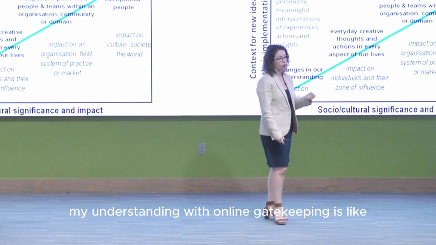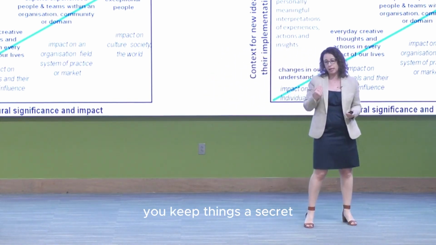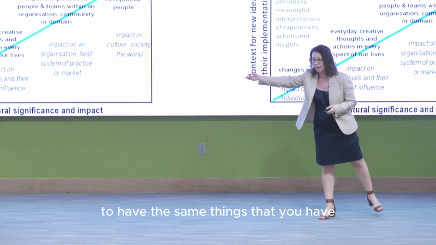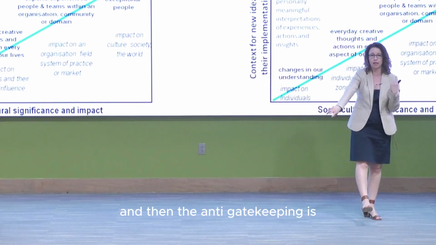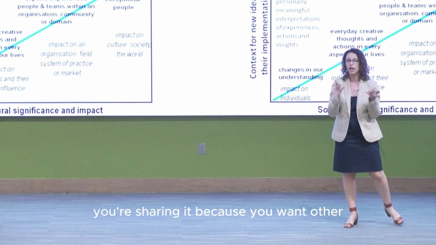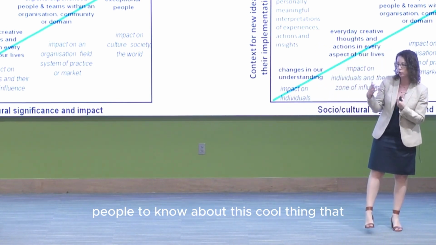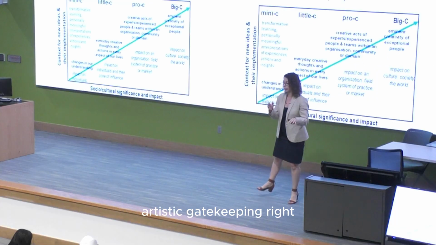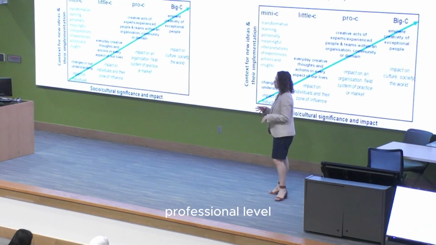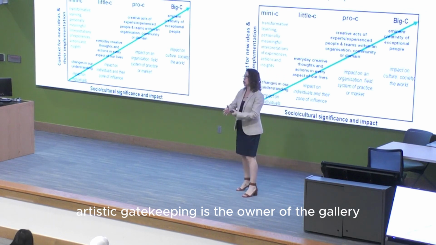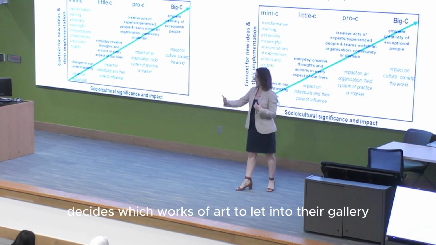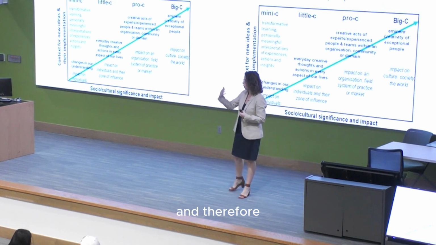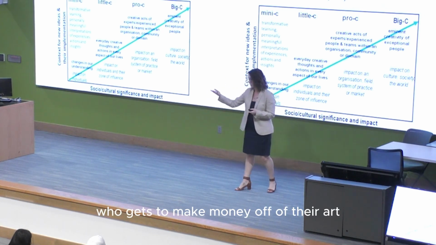My understanding with online gatekeeping is you keep things a secret because you don't want other people to have the same things that you have. And then the anti-gatekeeping is you're sharing it because you want other people to know about this cool thing that you learned about, right? That is different than professional level artistic gatekeeping, right? Professional level artistic gatekeeping is the owner of the gallery decides which works of art to let into their gallery and therefore who gets to make money off of their art.